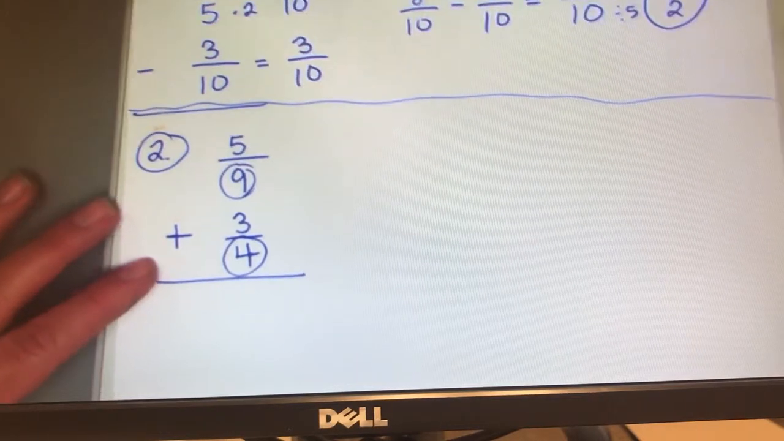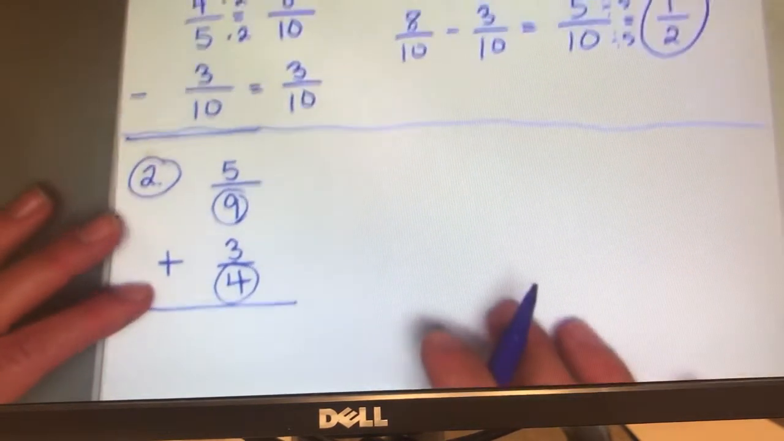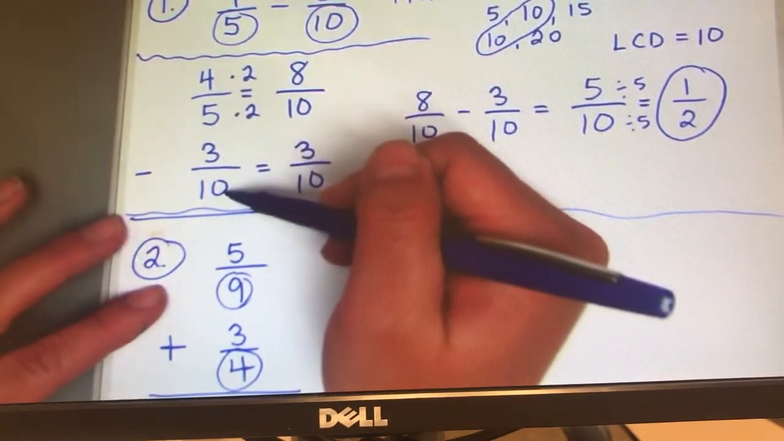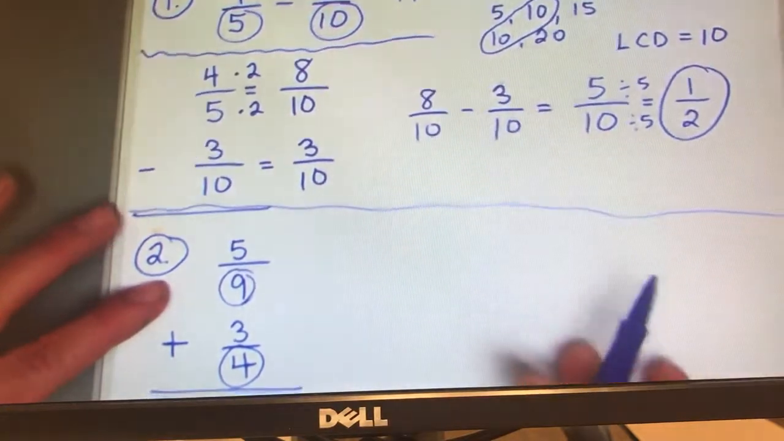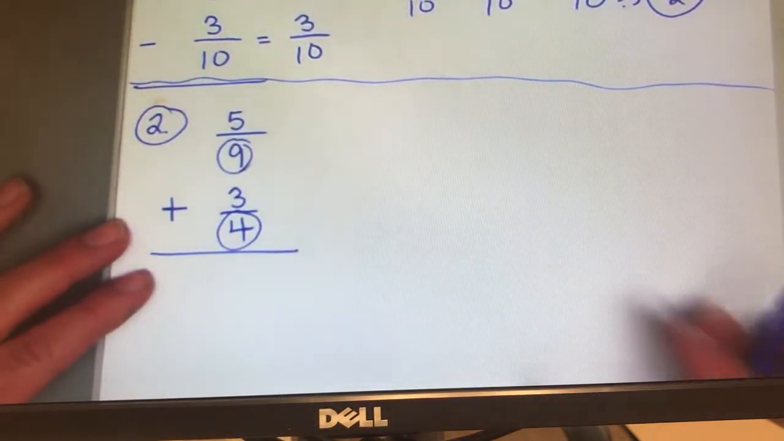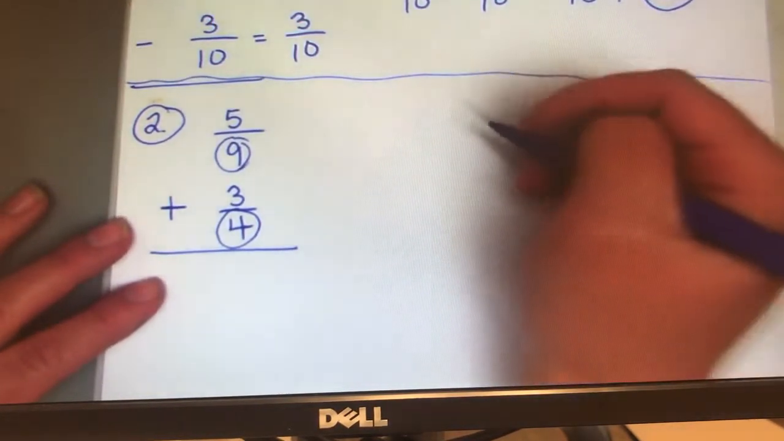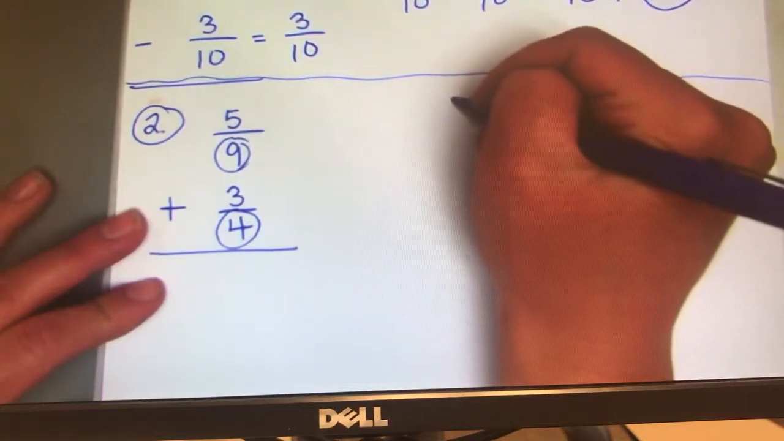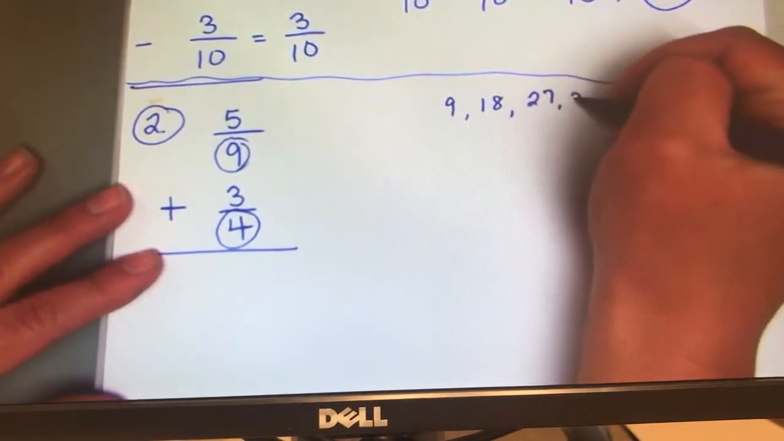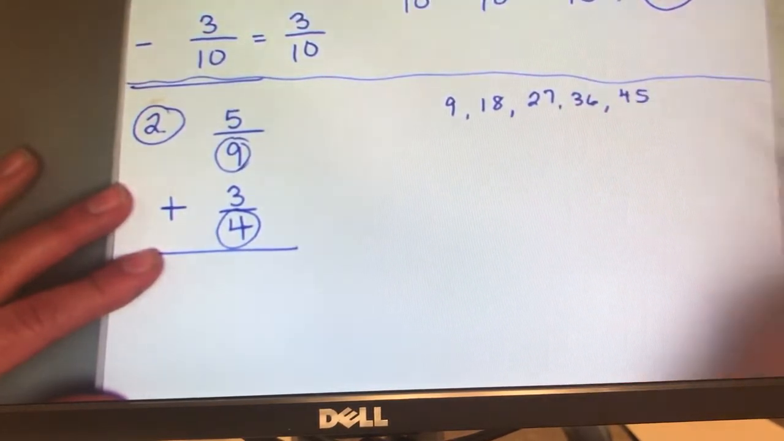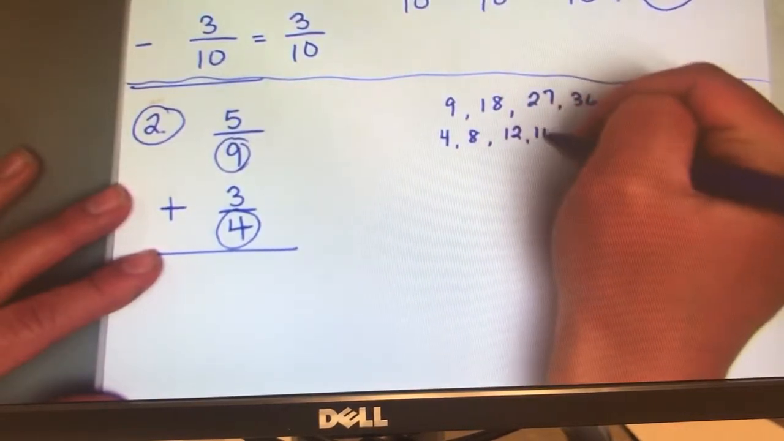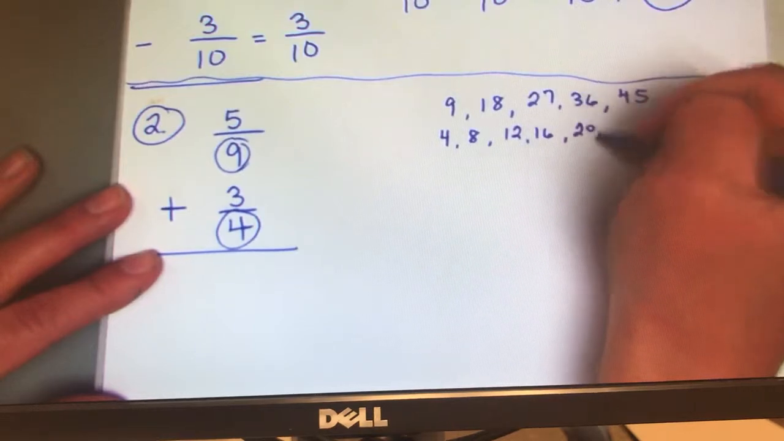So we're going to find the least common multiple of 4 and 9. Now sometimes, like on this first one, your least common multiple will be one of the numbers. Like in this case, it just happened to be 10. In this case, 9 is not a multiple of 4, so 9 is not going to be our denominator. So what we can do really quick is make a list. Count by 9s: 9, 18, 27, 36, 45. You can just make about 4 or 5. Counting by 4s: 4, 8, 12, 16, 20, 24.